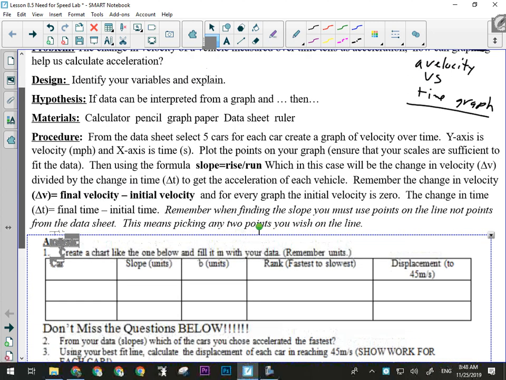All right, so for our hypothesis, if data can be interpreted from a graph, actually that's pretty vague. We're going to take that out. The if part needs to talk about what the relationship is between velocity and time for an object that is uniformly accelerating. So very similar to what you did in the last lab, except now we're talking about velocity and time instead of position and time.